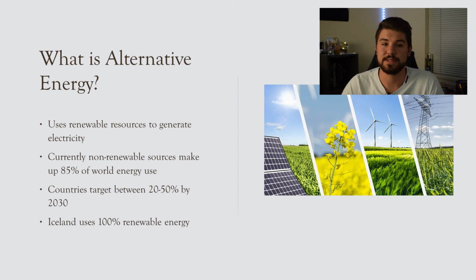So most countries in the world have decided to target that by 2030, between 20 and 50% of their electricity will come from renewable resources. This varies from country to country and really depends on their goals.